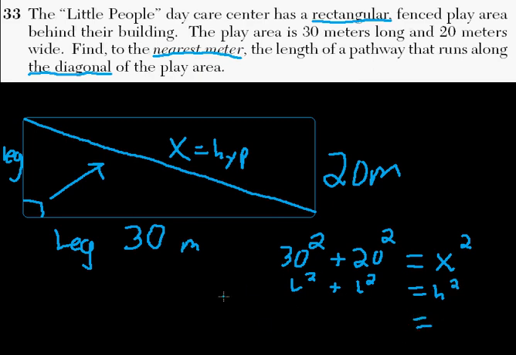So you take square roots after squaring these and adding these, and you get approximately 36 feet. That is equal to x, 36 feet.